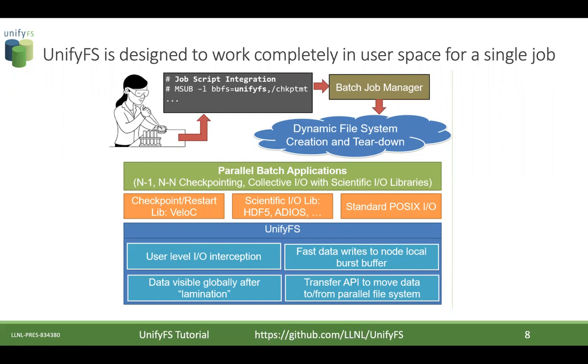So UnifyFS uses Gotcha for I/O interception, which allows us to dynamically hook in at the lowest level and see all the calls. And then we can translate those calls to operations on local devices. Additionally, we provide an API or other utilities for moving data into and out of UnifyFS to and from the parallel file system. And we also have semantics for laminating files. And I'll actually talk about some more semantics we have in a little bit.